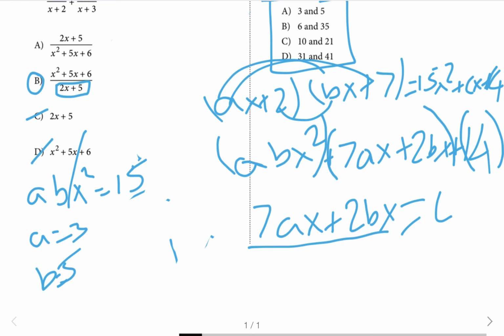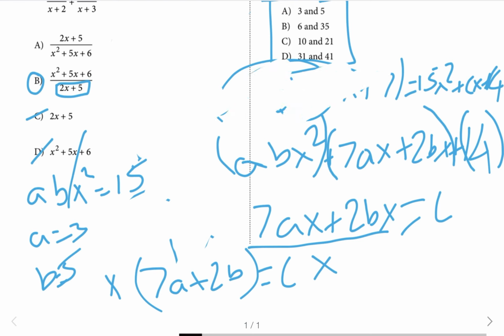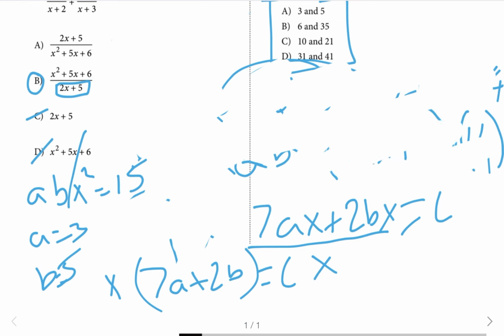7ax plus 2bx is equal to c. Now we see that x is common in both, so we can just take out x. So we get 7a plus 2b times x is equal to c. Now let me just free up some space up here. Let me write this all out. Okay. Now we have 7a plus 2b.